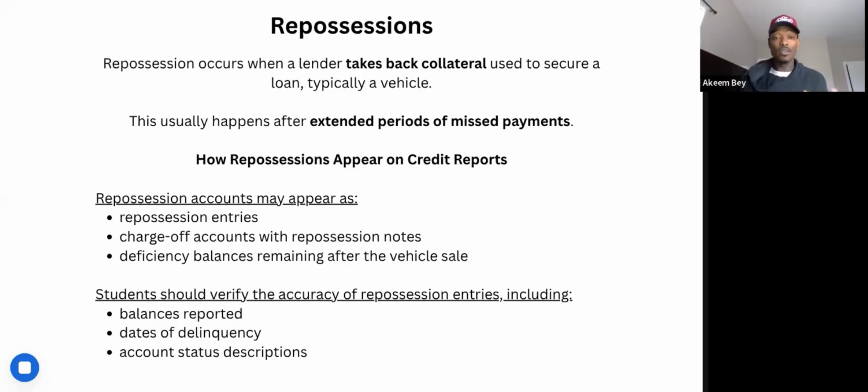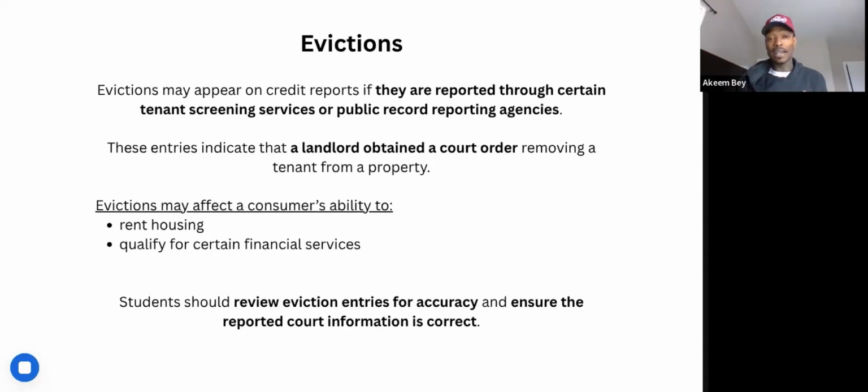This usually happens after extended periods of missed payments. Repossessions may appear on your credit reports as repossession entries. They also may appear as charge-off accounts with repossession notes or deficiency balances remaining after a vehicle sale. So when it comes to repossessions, you need to verify whether the balance is reported correctly, the dates of delinquency are reported correctly, and the account status descriptions. Because again, if it says charged off, but it doesn't have any notes of repossession, it's technically not accurate.